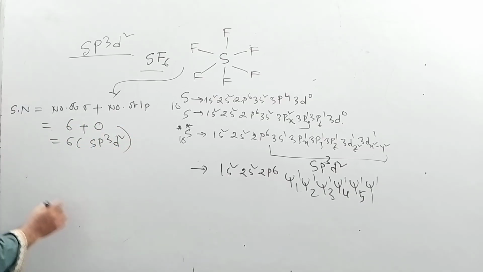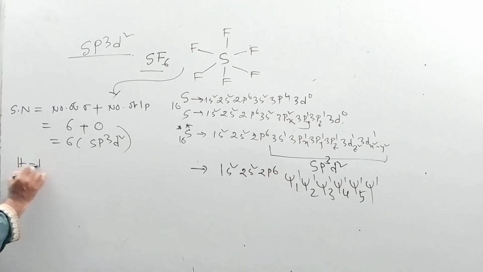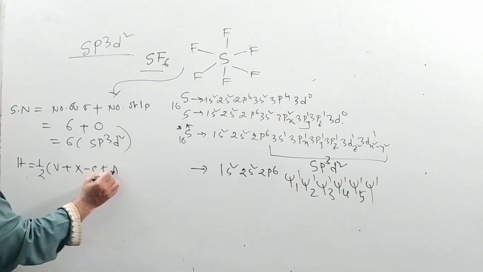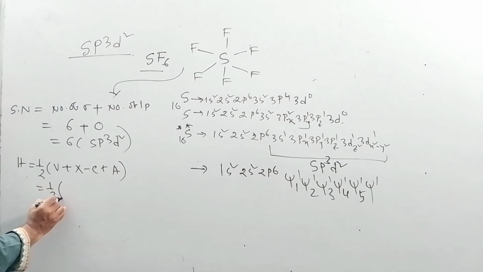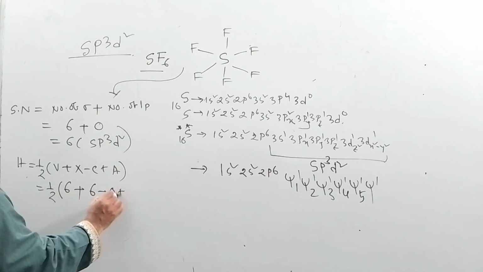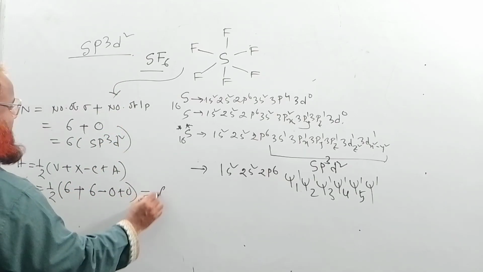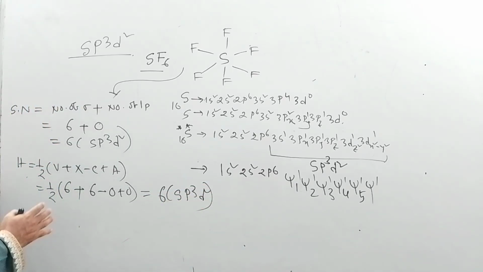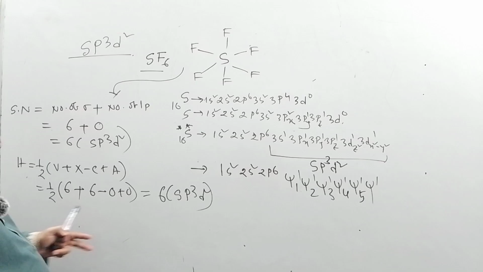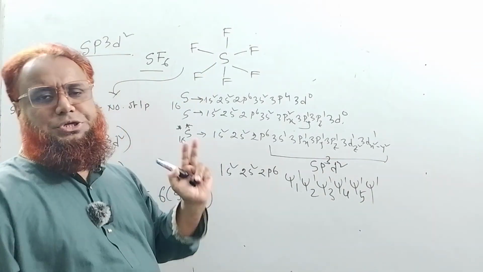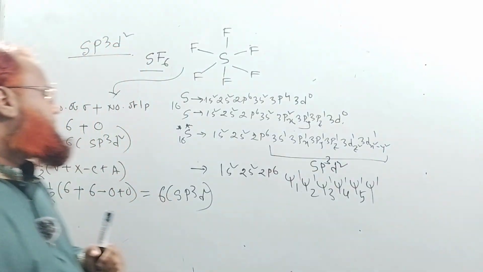6 is sp3d2, and another formula is H equal to half into V plus X minus C plus A. So here number of valence electrons is 6, plus number of monovalent atoms is 6, minus 0 plus 0, that is total 6, and here it will be sp3d2. So from this calculation, you can easily find out that the sulfur atom of SF6 will show sp3d2 hybridization.